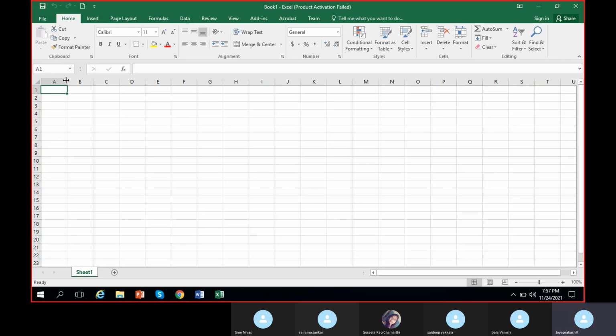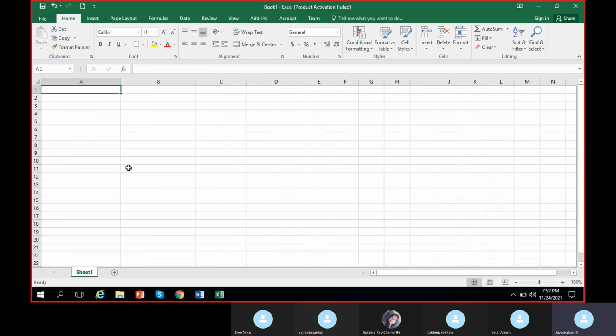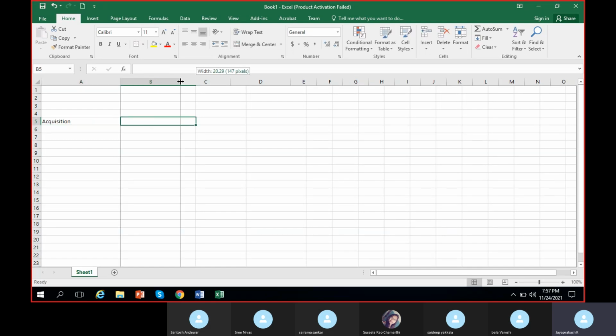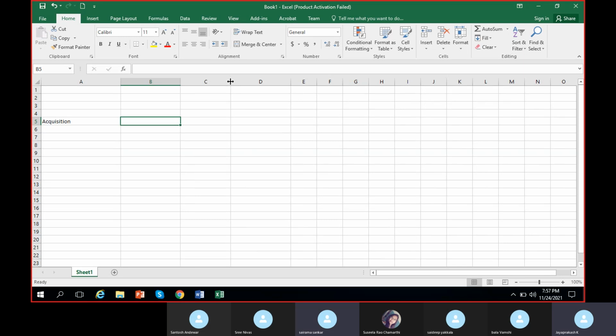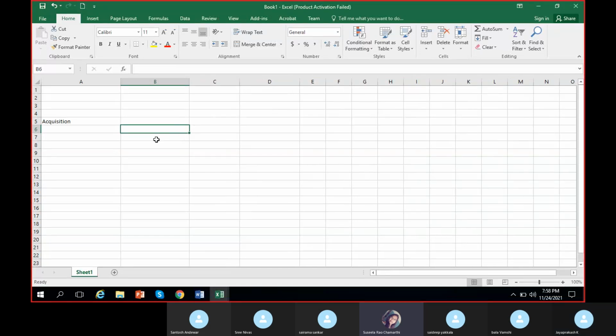Now I'll start, and I would like to ask you some questions. Just give some proper answers for this. Suppose that I'm acquiring a fixed asset. What is the entry for the acquisition, if I'm acquiring a fixed asset? Fixed asset account will be debited and the cash or bank account or vendor account will be credited.